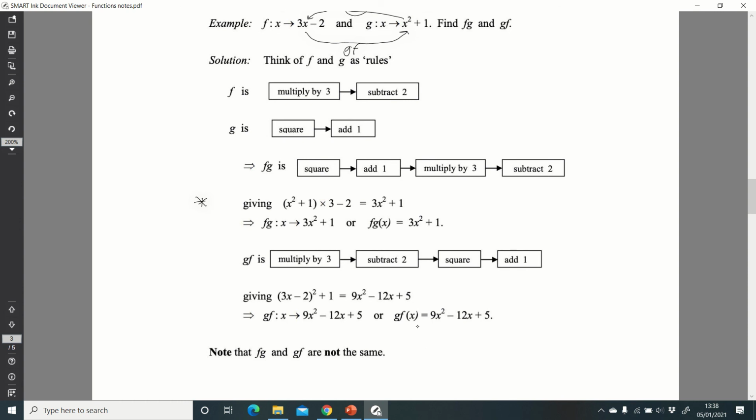Now, a question may also ask you to work out, for example, what is f of g of 2? Well, you would first go about substituting your g into f, this one here, to give you 3x squared plus 1. But then you need to substitute 2 in, and that's going to be 3 times 2 squared plus 1. 2 squared is 4, times 3 is 12, plus 1 is 13. And those are the types of questions that you could have.